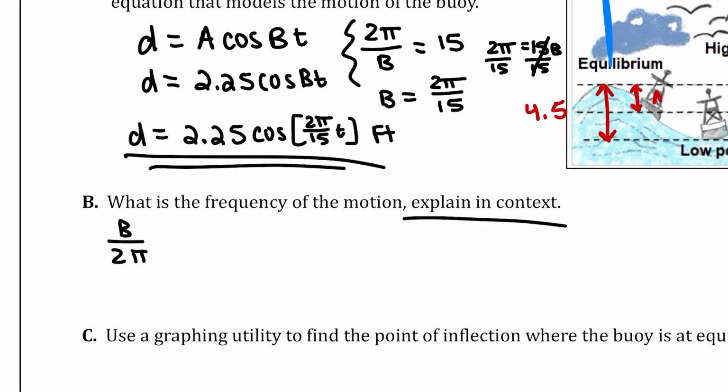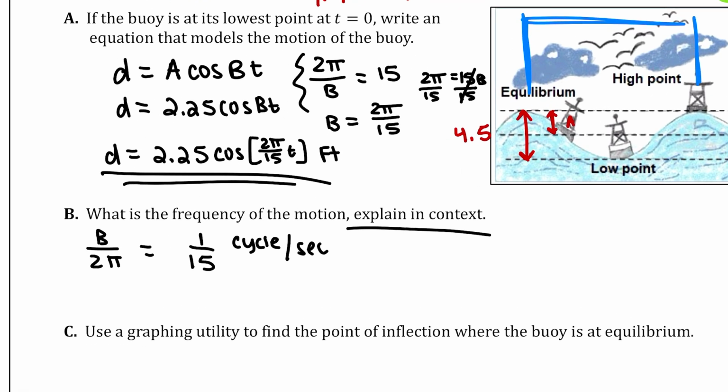So we know that our frequency is going to be 1 over 15. This isn't cycles per second. And I know that because our period is 15, so if you just flip the fraction of the period, we'll be given the frequency. So, what does that mean? 1/15th cycle per second. It's just saying that the buoy is moving 1/15th of its path per second.